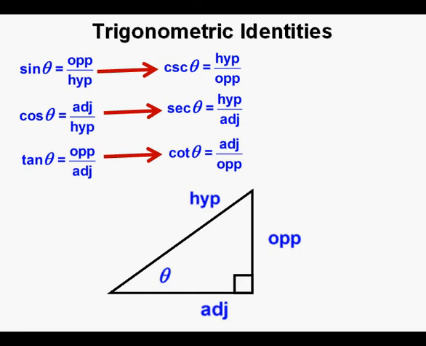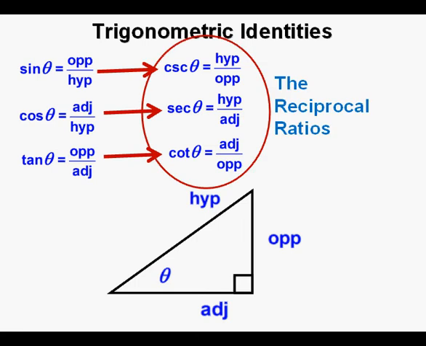And finally, the reciprocal ratio to tangent theta is cotangent theta, which is abbreviated COT theta. Since the cotangent is adjacent over opposite, it's the reciprocal of the tangent function. These 3 ratios together we call our reciprocal ratios because they are the reciprocals of sine, cosine, and tangent respectively. But these ratios lead to identities.